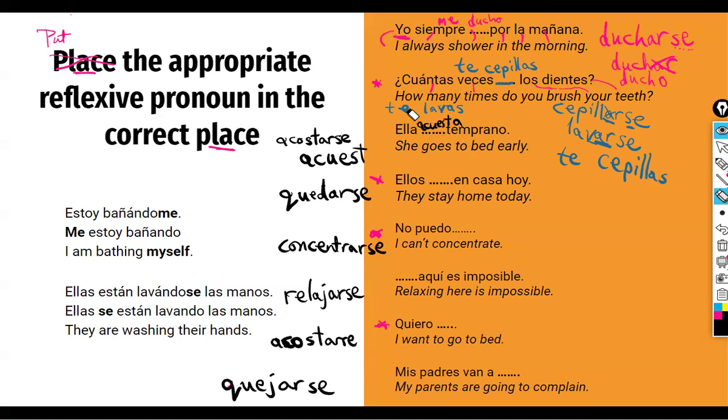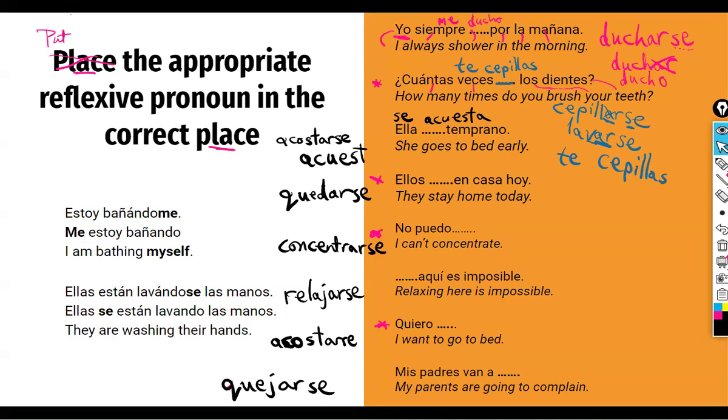All right, let me clear away. Te lavas. Done with this, right? Okay, so acuesta, right? And then to agree with ella, it would be se, right? All right, there's a lot of things to keep in mind when you're doing it, right? So just the more you practice, the fewer mistakes you will get, right?